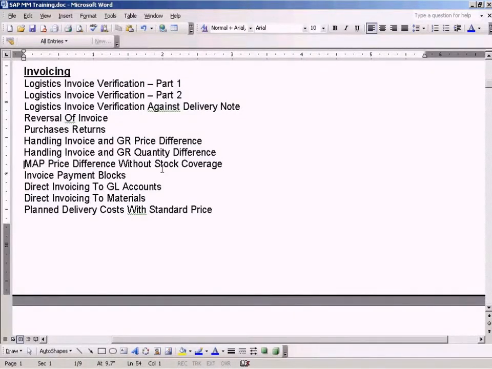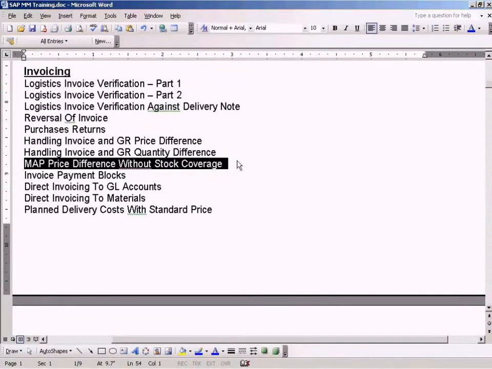Now we look at moving average price difference postings without stock coverage. In this topic, handling invoice and GR price difference, we have already seen how to post the price difference for a moving average price with stock coverage. So when there is a stock coverage, we have seen that the difference is posted to a stock account. So now we'll see the postings without stock coverage.